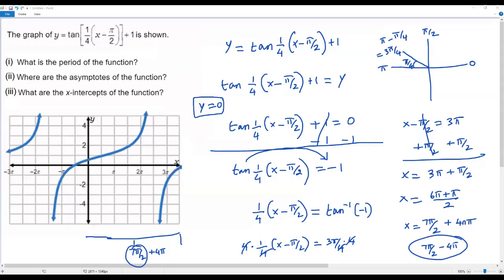If I take n equals 1, 4 times 1 times pi will become 4 pi. I'm just getting 4 pi. So when I add 4 pi to this one, I'll be getting the x-intercept to the right of this one. So to get all x-intercepts, we have to add a multiple of 4 pi to this one, because 4 pi is the period. So these are the x coordinates of the x-intercepts. Already we know that the y coordinate is 0.